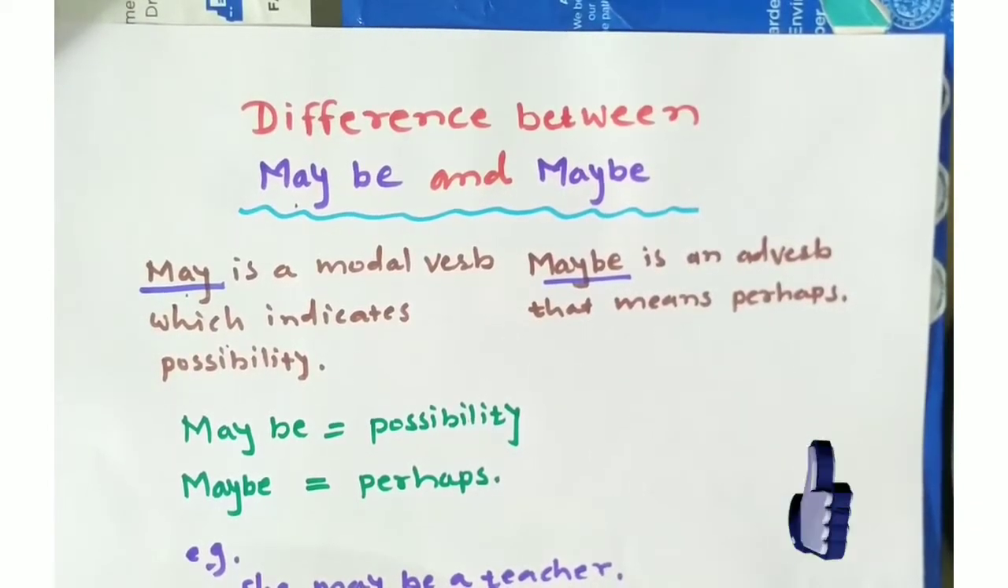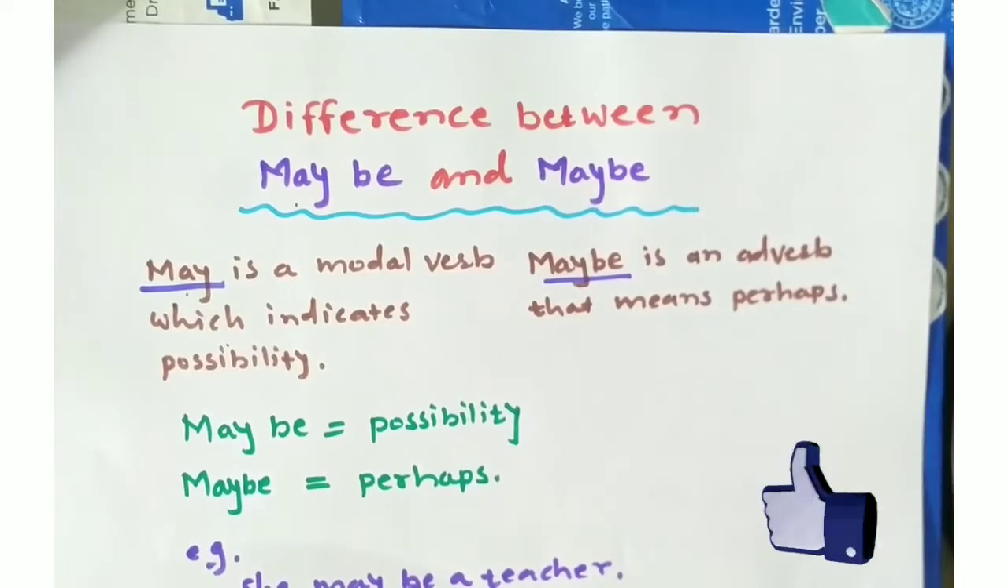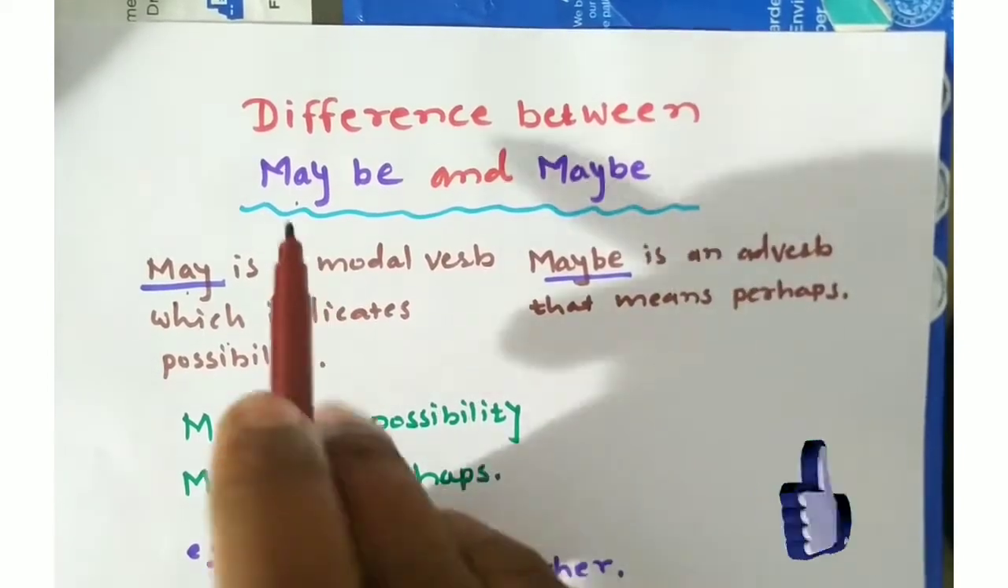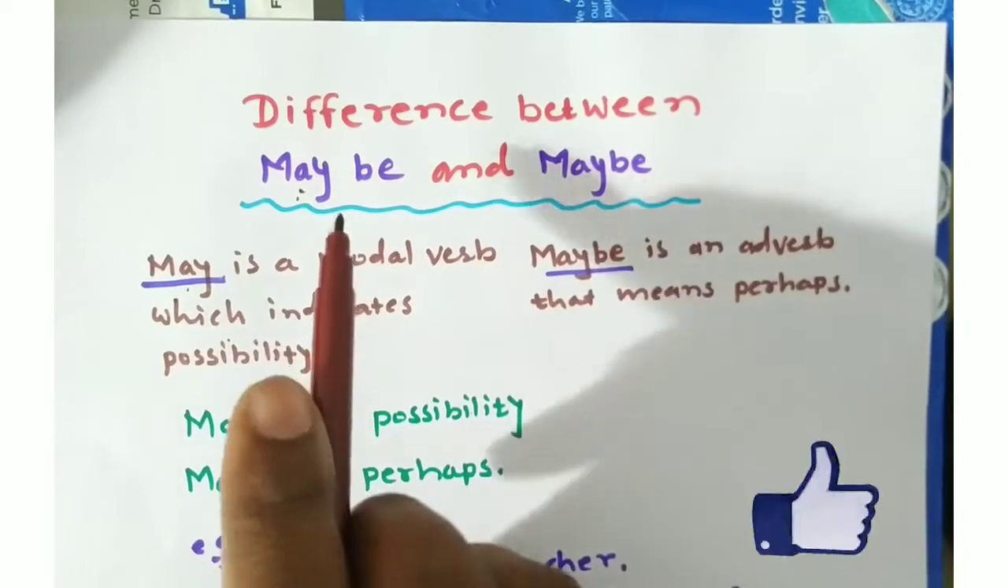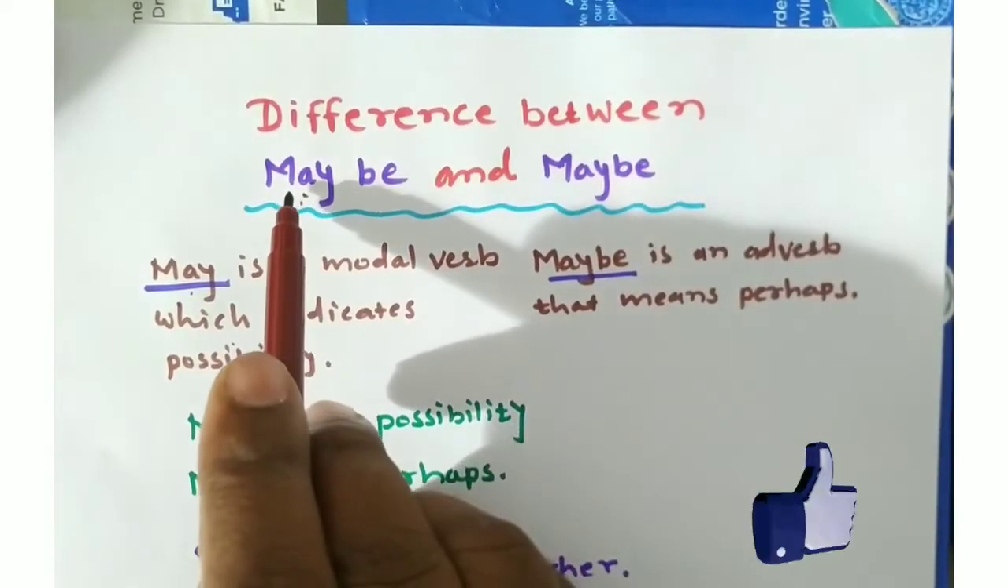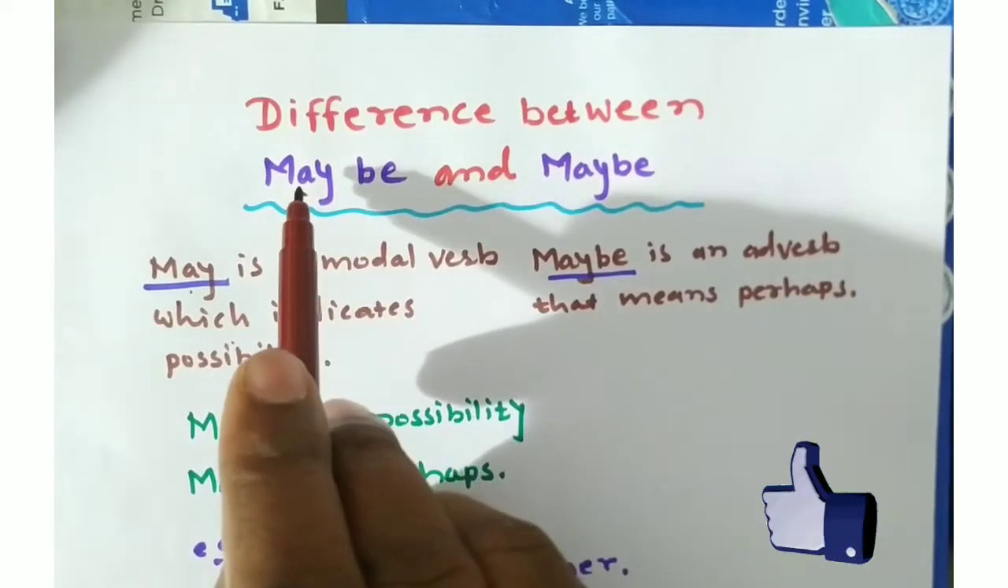My dear learners, in this short video, I am going to explain to you the exact, accurate difference between two frequently used words in English, that is "may be" and "maybe", right? Look at these two words carefully. This is "may" plus "be"; this is not one word, but "may" plus "be".